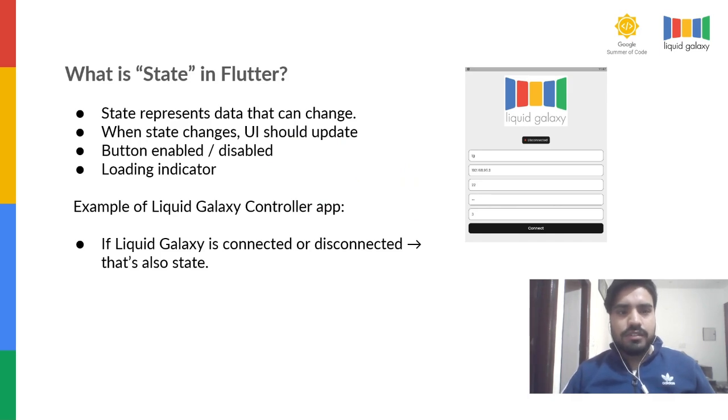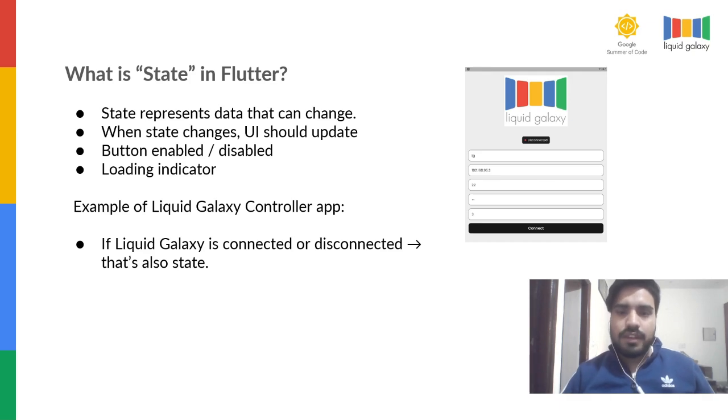Here is my first slide. In this slide, firstly we will learn what state is in Flutter. State represents data that can be changed. It could be any information. It could be a name on the UI, a string or a text. And when you update the UI of the application, the state of the widget has changed.